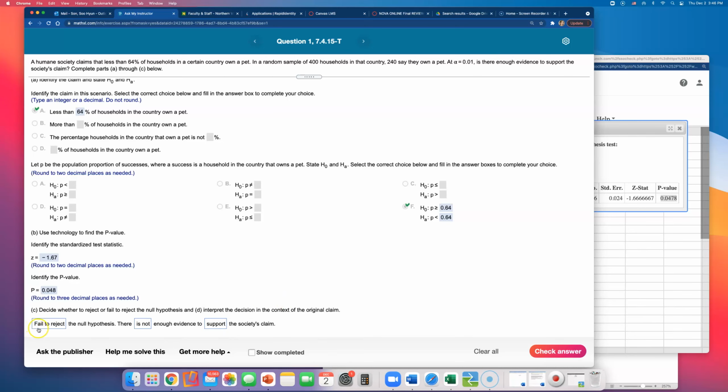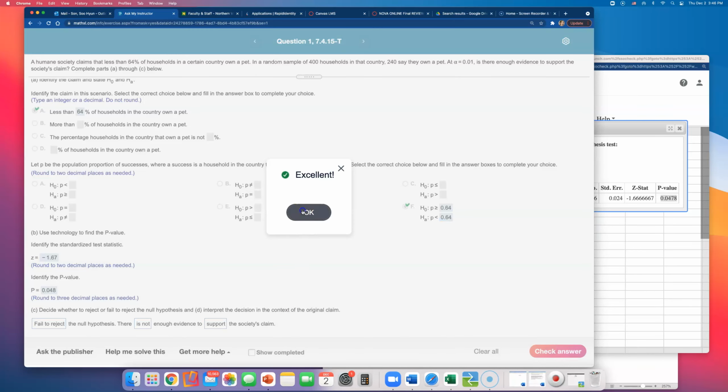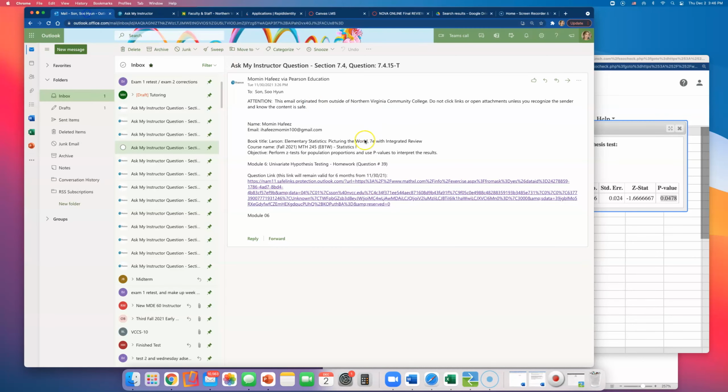I'm failing to reject the null hypothesis, which means I'm somewhat accepting it. I'm stuck with the null hypothesis that it may be greater than or equal to 0.64. So I don't have evidence to support the Humane Society's claim that it is less than 0.64. So that's it for number 39 on Module 6 homework.